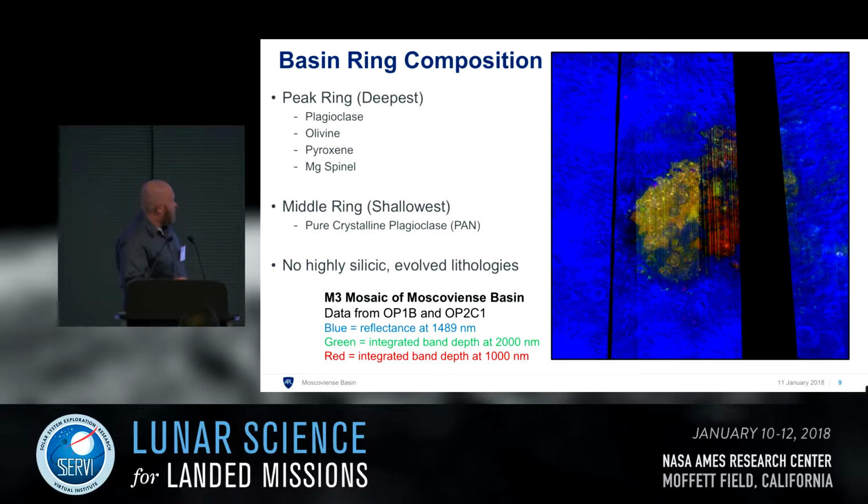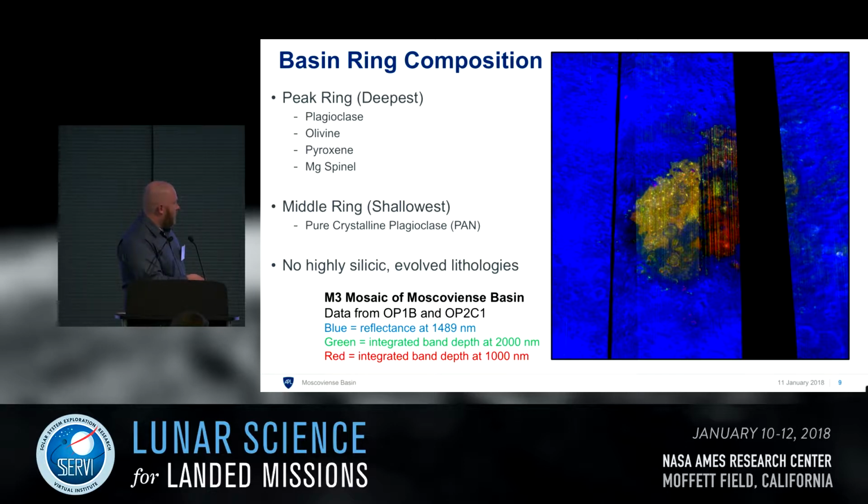All right, so one of the things that's really interesting with Moscoviense is the diversity of composition in the basin ring. This is a mosaic of M-cube data that Carrie Donaldson-Hanna put together for me. A lot of the mafic crustal diversity is coming right in the peak ring, this innermost ring of the basin. The middle ring, which is the shallowest material excavated, does have some exposures of the pure anorthosite or pure crystalline plagioclase. No highly silicic evolved lithologies. If we had that, we really would be a slam dunk on lunar crustal diversity, but we don't have that here, not unexpected.